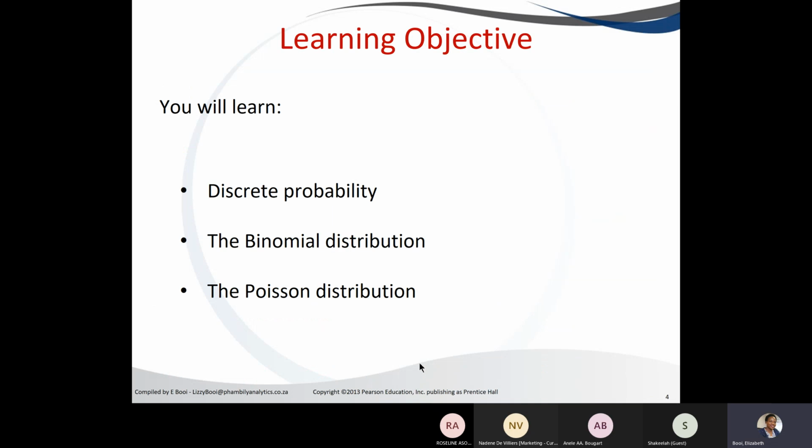By the end of the session, you should be able to know how to calculate a discrete probability, and how to calculate some of the properties of a discrete probability, like the mean, the standard deviation, and so forth. Also for the binomial, how to calculate the mean, the standard deviation, and the variance of the binomial, and also how to calculate the probability. Including also the Poisson, you should be able to calculate the mean, the standard deviation, and the variance, and also the probabilities.